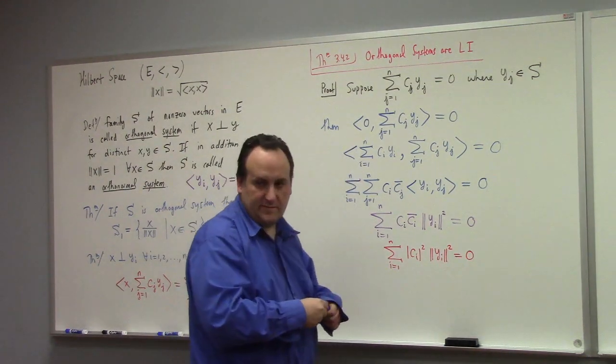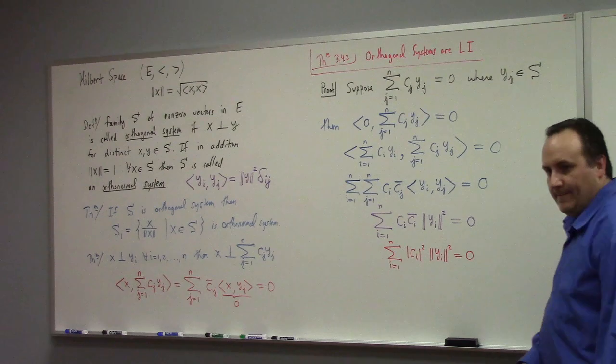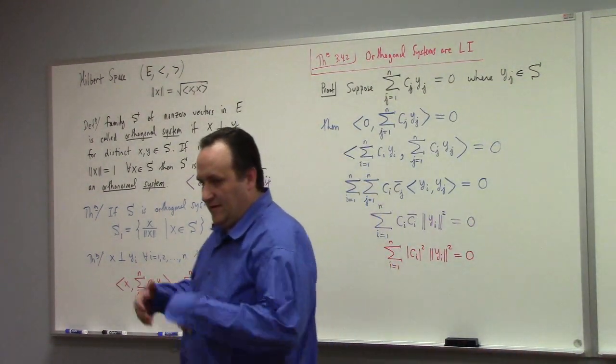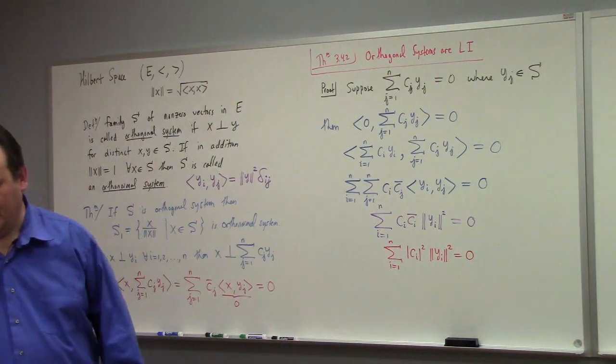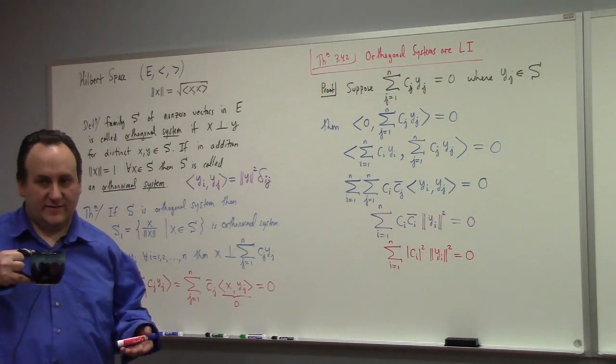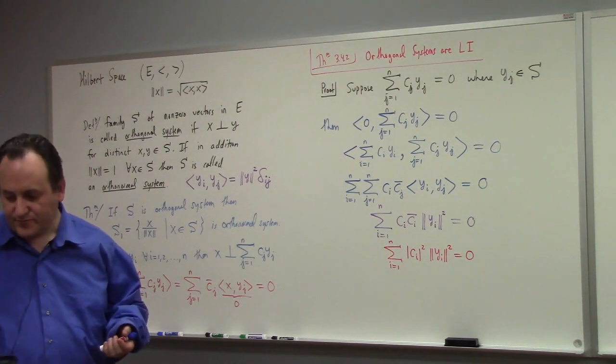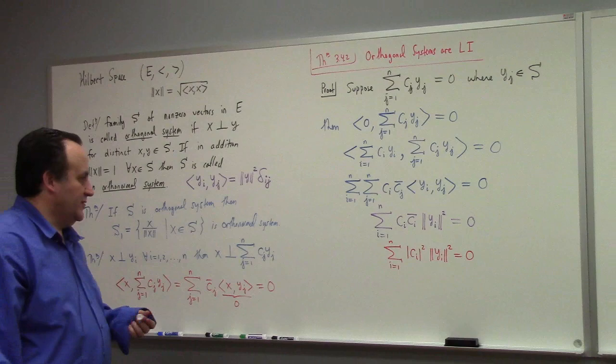So what does that force? You've got a sum of positive things, right? Because the length of yi is non-zero, we're assuming non-zero vectors. That's where this system has to be non-zero. So this implies that all the coefficients have to be 0.